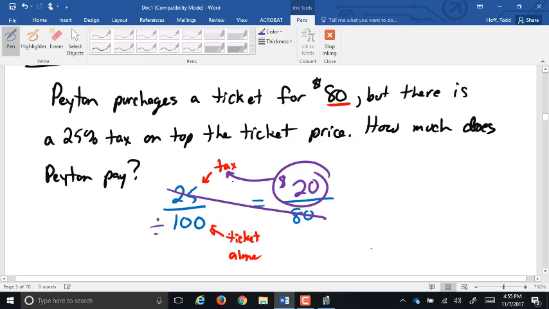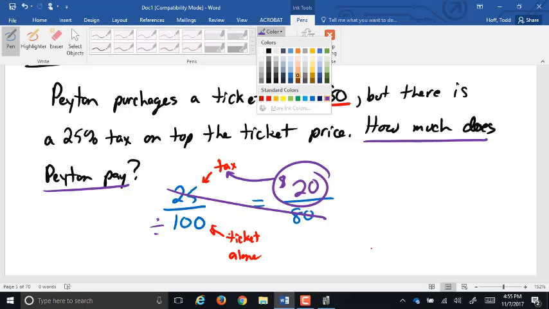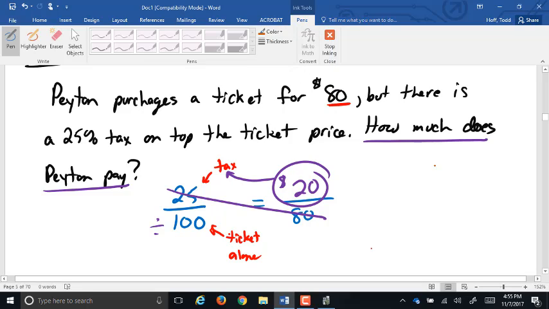Is that what we're looking for? Sort of, but not quite. We're looking for how much does Peyton pay total. How would we find that? Perfect. Take the $80 ticket plus the $20 tax. You get $100 total.